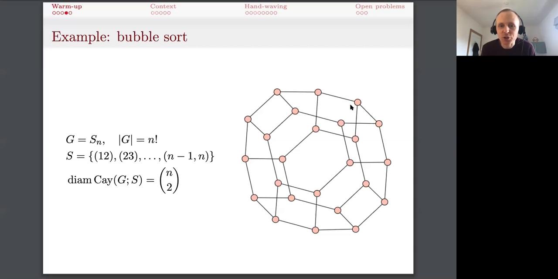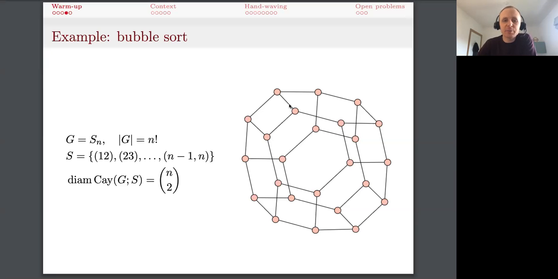Let me just describe what I've drawn here. This is the case n equals 4, this Cayley graph. And actually, in this case, it is a truncated octahedron, just for curiosity's sake. Okay, so let's talk about the symmetric group a little bit more.